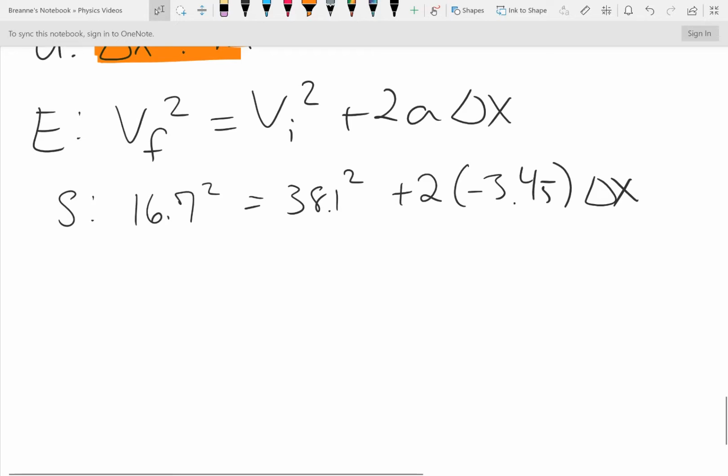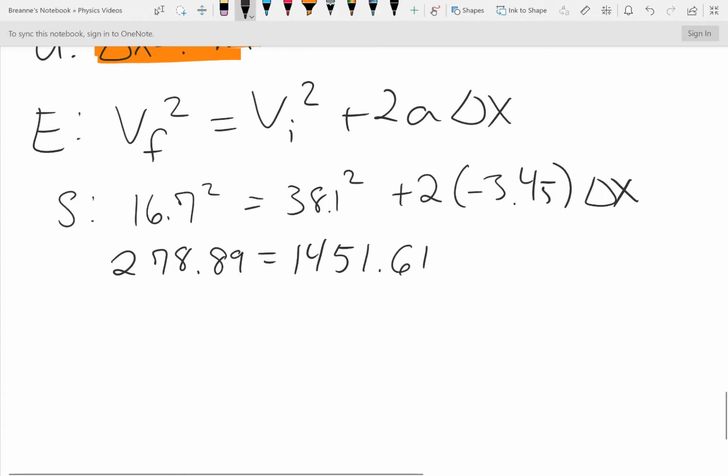So we do 16.7 squared. And we're left with 278.89 equals, now we do 38.1 squared. And that gives us 1,451.61, and we could go ahead and multiply by 2 times 3.45, and that'll give us a negative 6.9 because of that negative delta x.